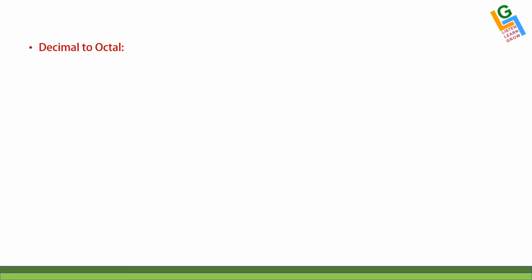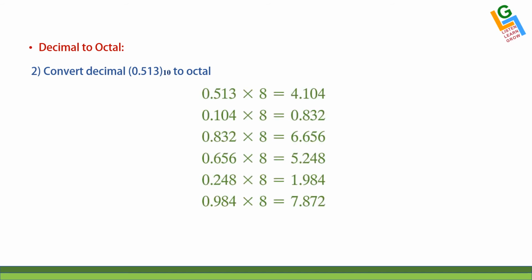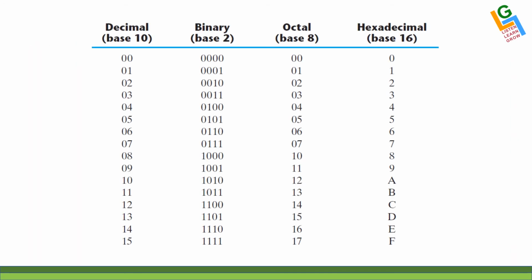Again, decimal to octal. Here, we are going to convert a decimal fraction to octal. It is similar to the conversion of decimal to binary. Hence, we get the answer. These are the representations of decimal in binary, octal, and hexadecimal.